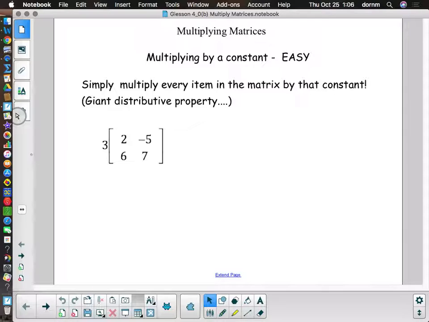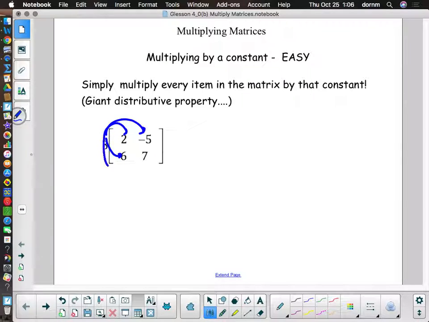multiplying a matrix by a constant. This is super easy because it's just a giant distributive property. So if I want to multiply a matrix by a constant, say the 2 by 2 matrix here, that is 2, -5, 6, 7. I want to multiply the entire matrix by the value 3. Literally all I'm doing is multiplying 3 onto every number in there.